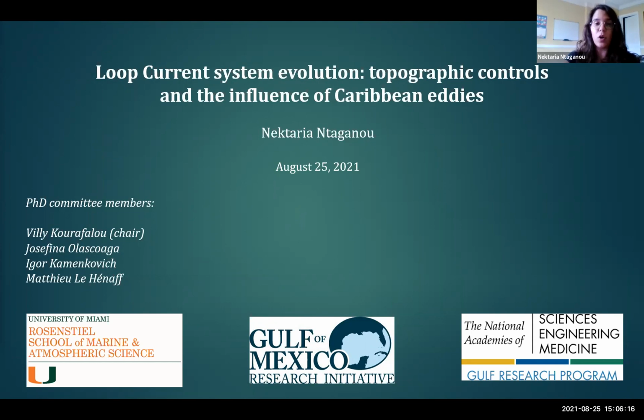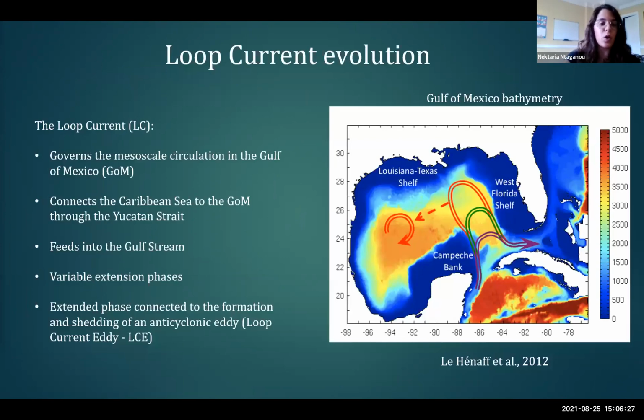I'm going to be presenting on the topographic controls and the influence of Caribbean eddies on the Loop Current system evolution. A little bit of an overview on the Loop Current system. The Loop Current is the main current in the Gulf of Mexico that governs the mesoscale circulation of the region. It enters through the Yucatan Strait, turns anticyclonically, and exits through the Straits of Florida, feeding into the Gulf Stream. It has variable extension phases, starting from a retracted phase, as you see in purple, up to an extended phase in the northern Gulf of Mexico. When it is extended, it forms an anticyclonic eddy, the Loop Current Eddy, that eventually detaches and propagates westward.